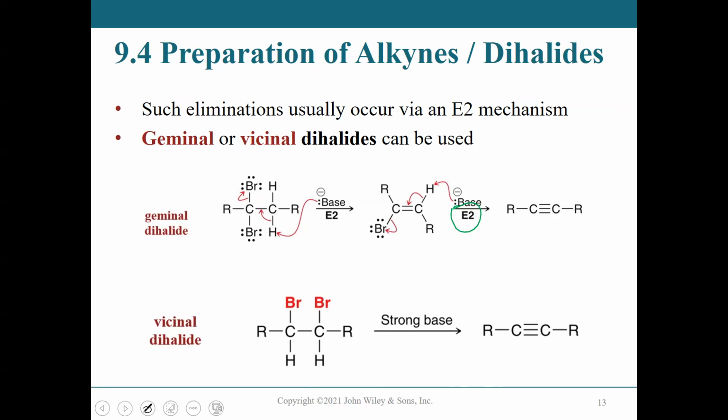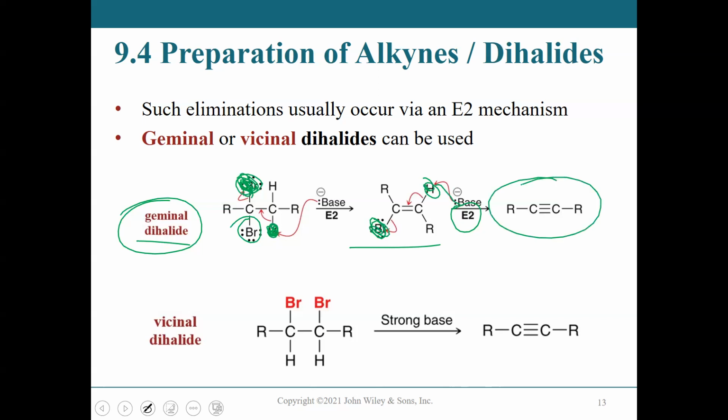Okay, so in the very first, you have a geminal dihalide. Geminal dihalide means that the halides are located on the same carbon of the substrate. So this bromine will be eliminated with this hydrogen, and you get this alkene, which is an intermediate. And then that alkene gets another dose of base. That base now removes this hydrogen, and then this bromine goes away, giving you the alkyne. You can do it with geminal dihalides or vicinal dihalides.